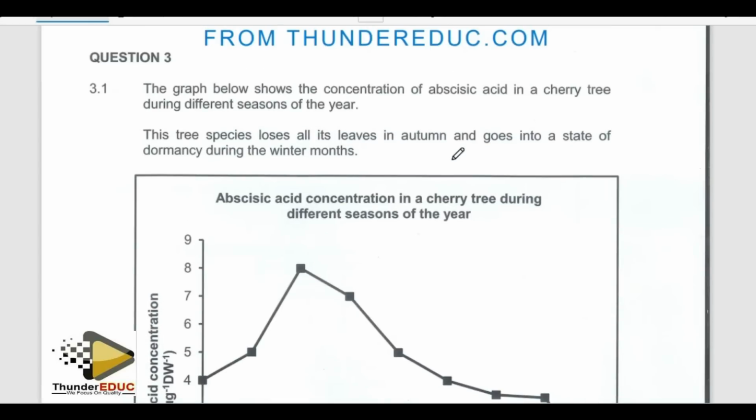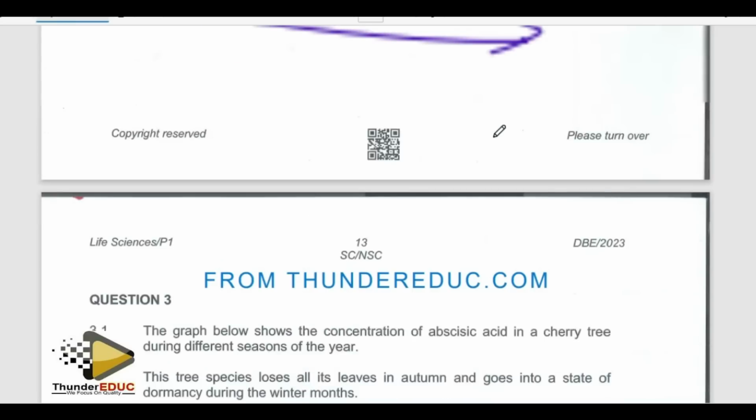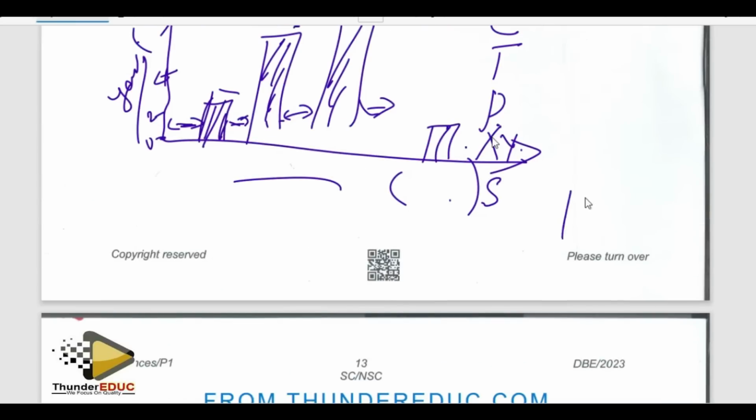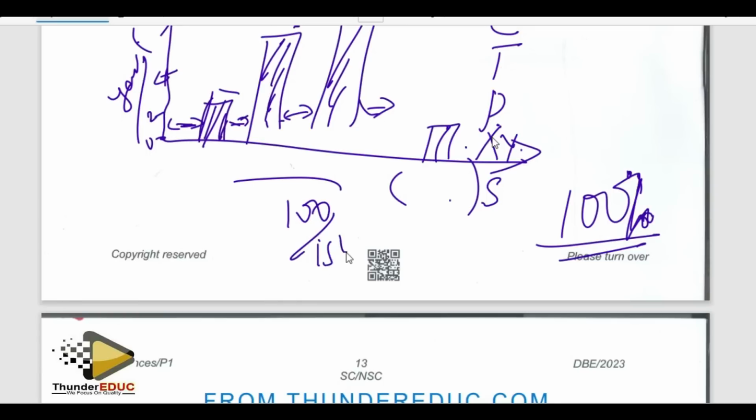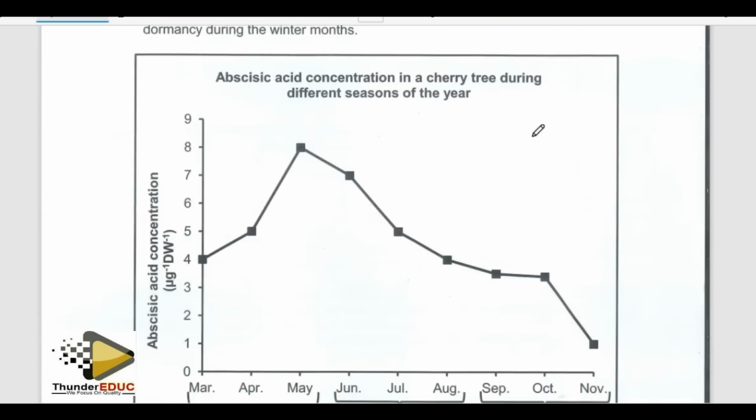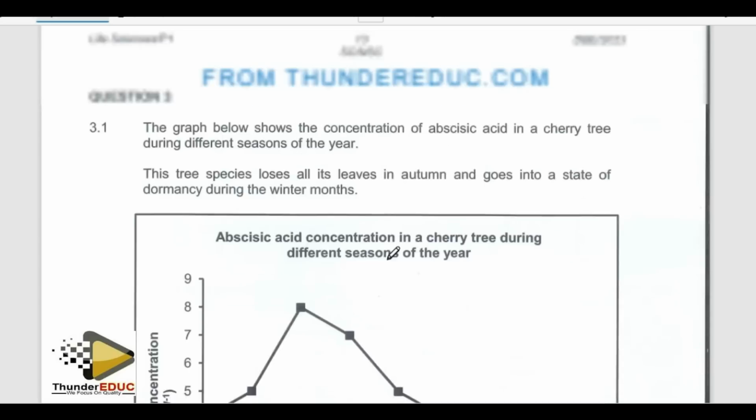Which question is this? Question 3, meaning that now we have 100 marks. 100 out of 150, how much is that? So now you know how much you have. Tell me, is the paper easy, difficult? Let's go to the next question.